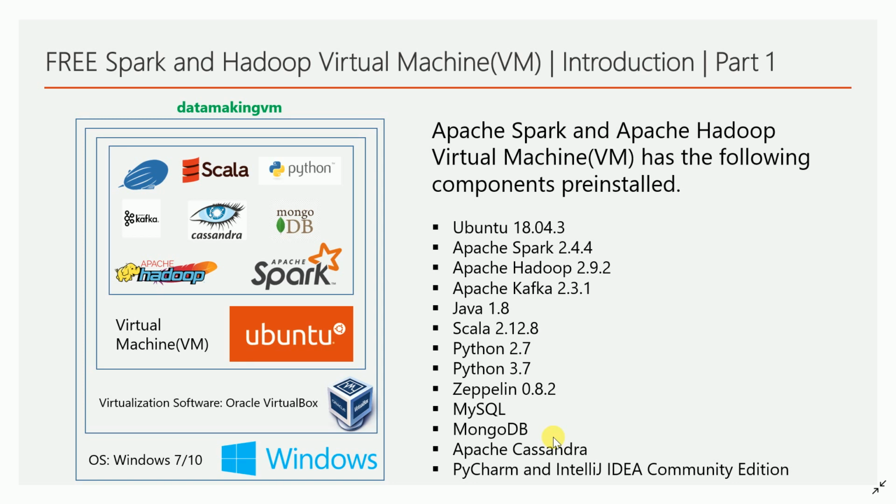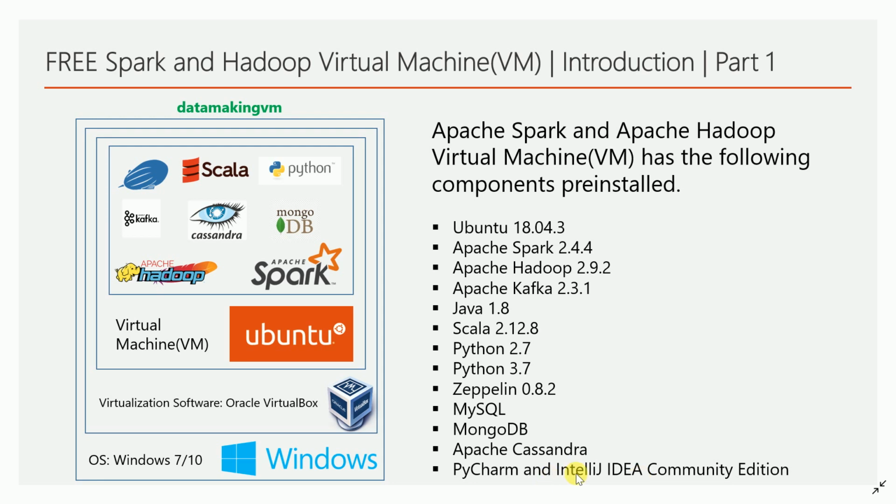We expect people to mostly work with two programming languages on big data systems: one is Python and another is Scala. So we took two open source integrated development environments, or IDEs. One is PyCharm for developing a Python project, and for a Scala or Java based project, you can develop using IntelliJ IDEA Community Edition. Both IDEs are open source, and the Community Edition is free.